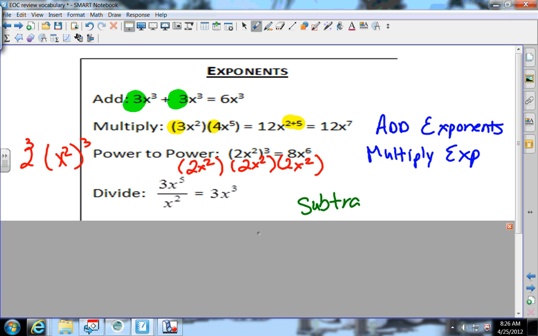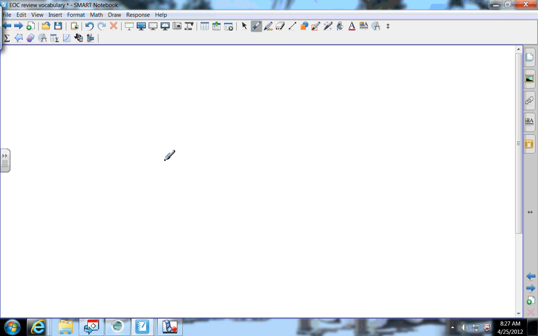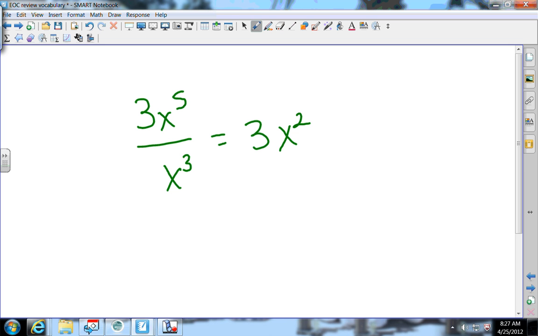For those of you out there, yours says 3x to the 5th divided by x to the 3rd, correct? Okay. We have the 3. Subtract the exponents. So on yours, 5 minus 3 is 2. So we have x to the 2nd power. Subtract those exponents. All right, going back.